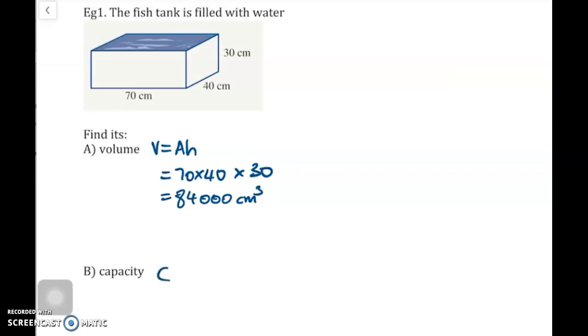And so, as we've mentioned above, the capacity is the same number of mils as the number of cubic centimeters. So that's 84,000 milliliters. And we can write that in a more appropriate form with fewer zeros. That'll be 84 liters.